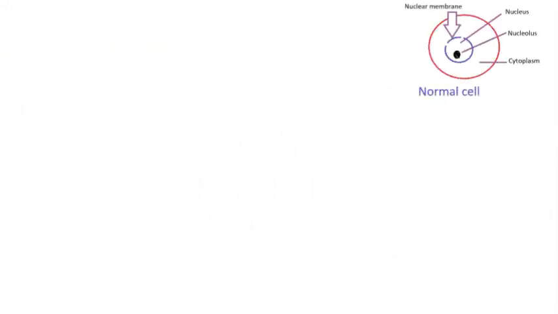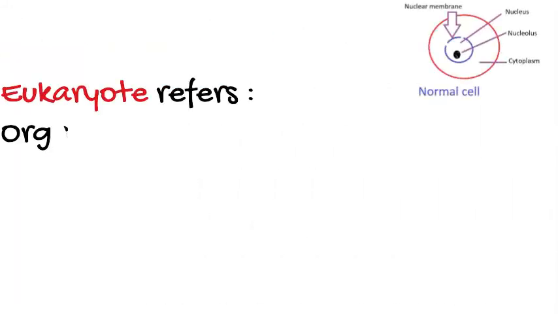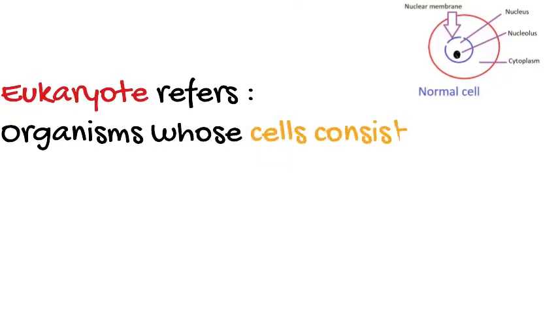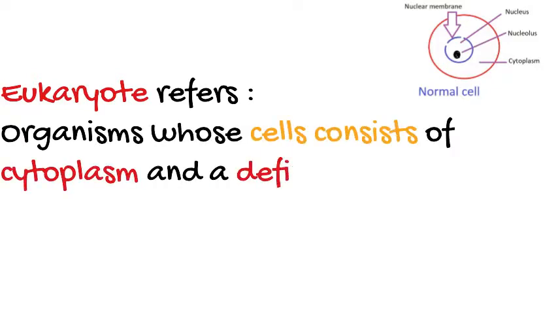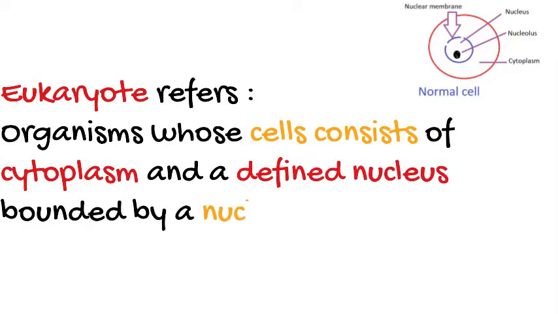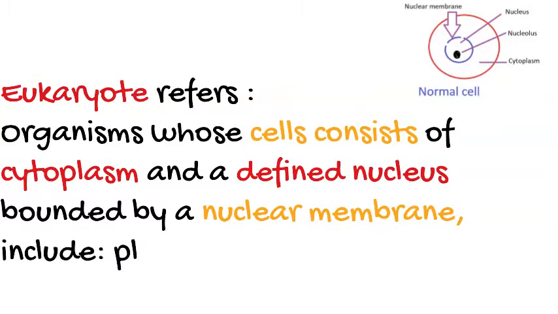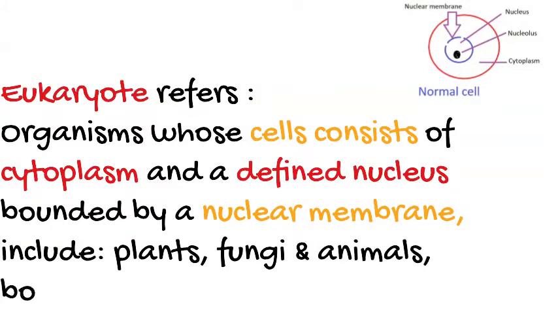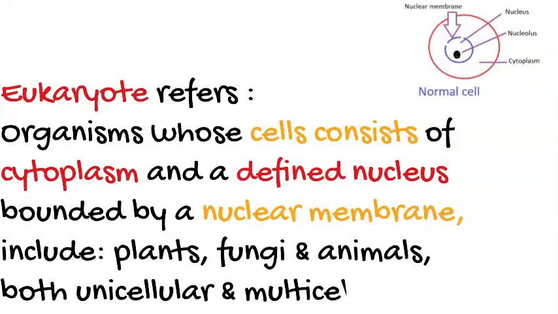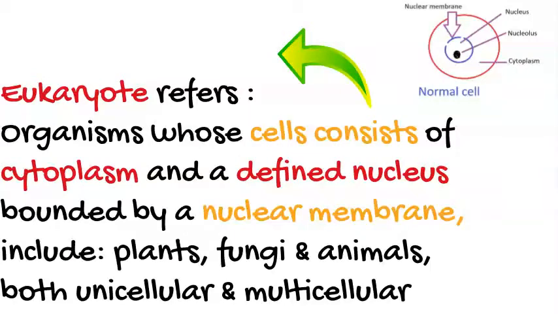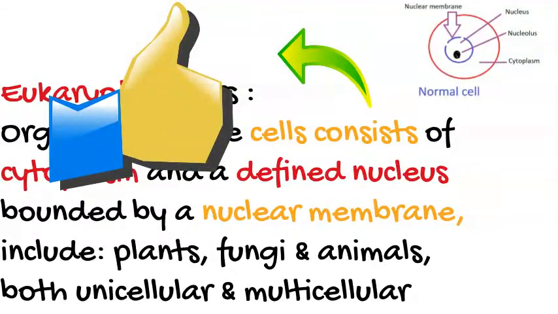In my previous video regarding mitosis, which is a process in which a eukaryotic cell nucleus splits into two, followed by a division of the parent cell into two daughter cells. So what does eukaryote mean? Eukaryote refers to organisms whose cells consist of cytoplasm and a defined nucleus bounded by a nuclear membrane. These include plants, fungi, and animals, both unicellular and multicellular.